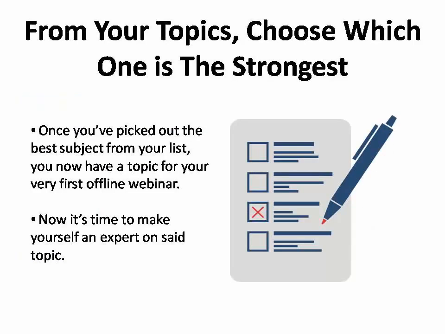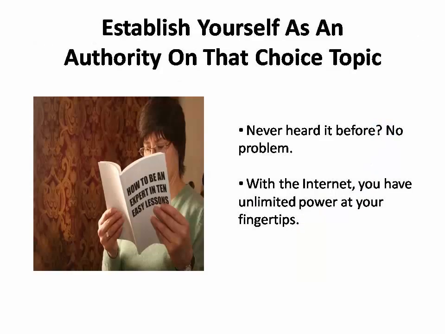Okay, once you have identified a few great topics for your offline webinar, figure out which one is the strongest. Which one stands head and shoulders above the others? Congratulations! You now have the topic for your very first offline webinar. Now it's time to make yourself an expert on that topic. What you want to do is establish yourself as an authority on that topic, even if you have never heard of it before. Don't worry, it's easy now that you have the unlimited power of the internet at your fingertips.